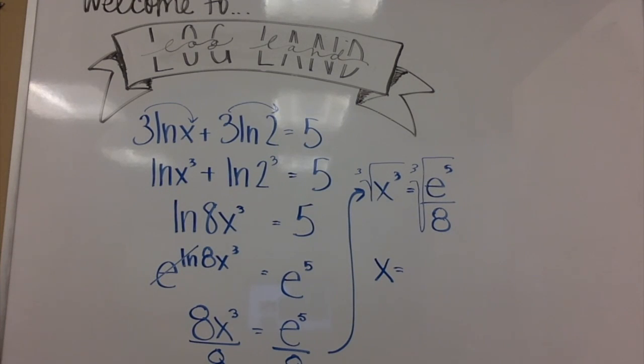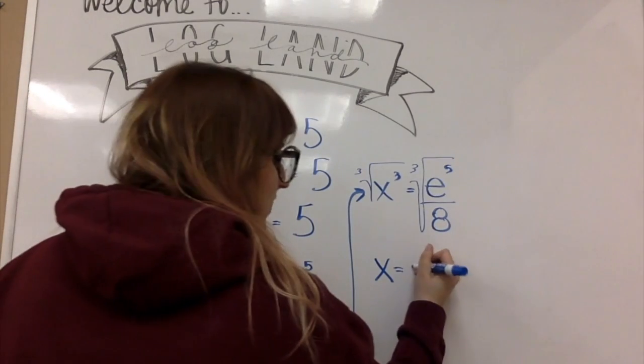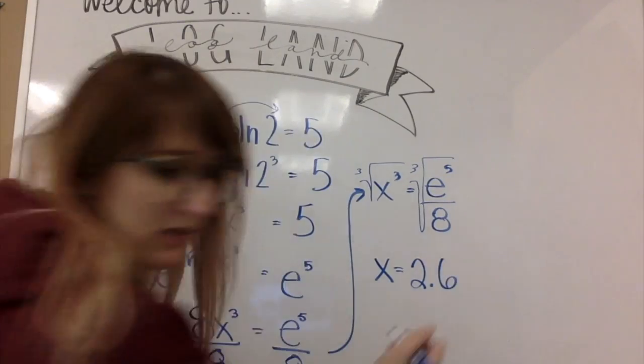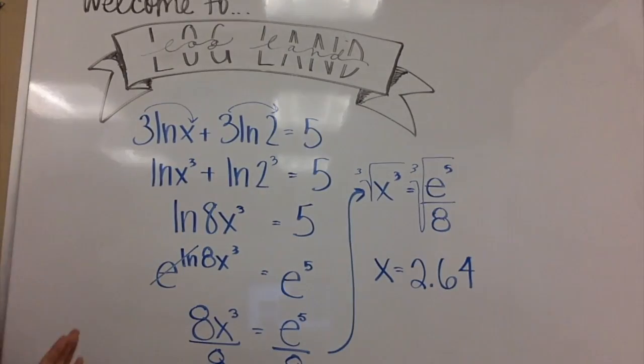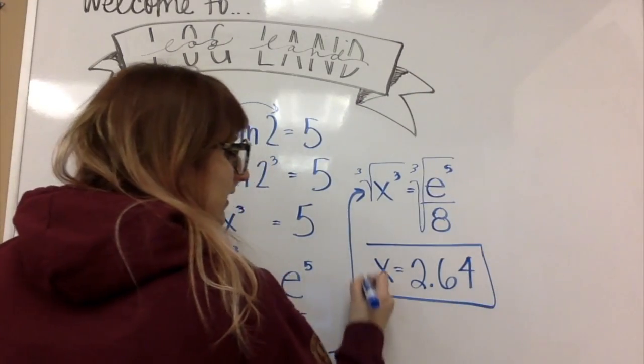so plug this into your calculator. When you do, you should get about 2.64. And on your test, I'll tell you what to round to. But that right there should be your final answer.